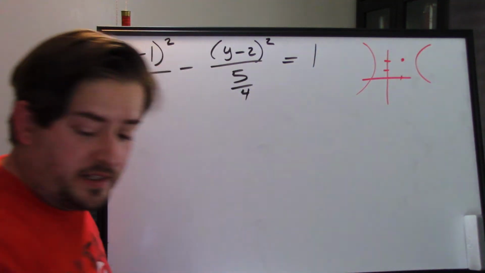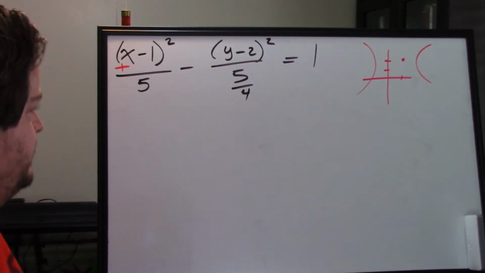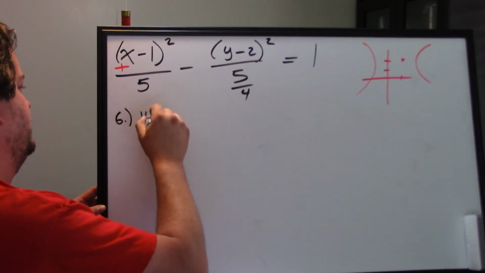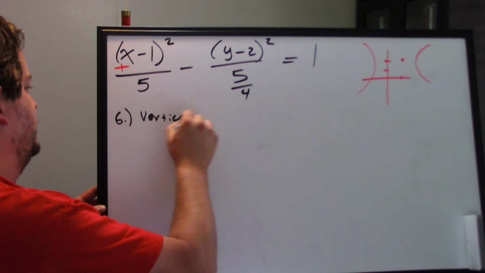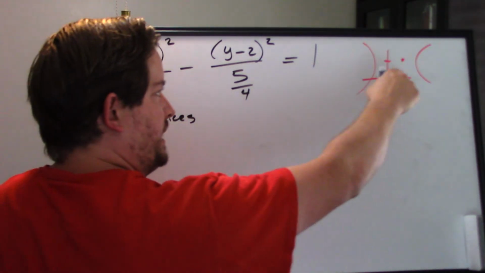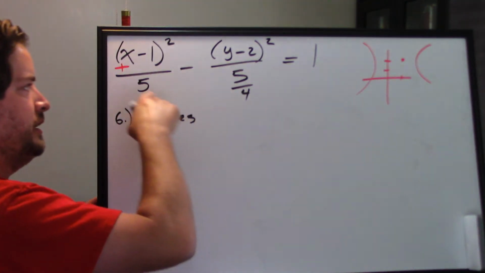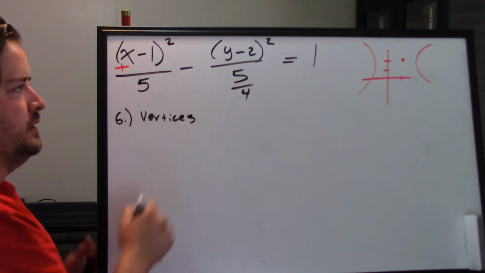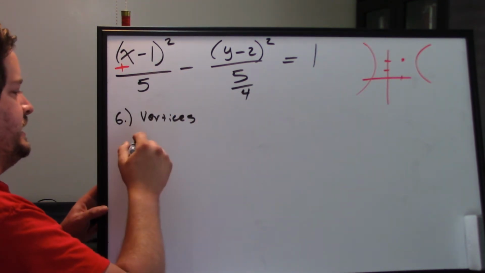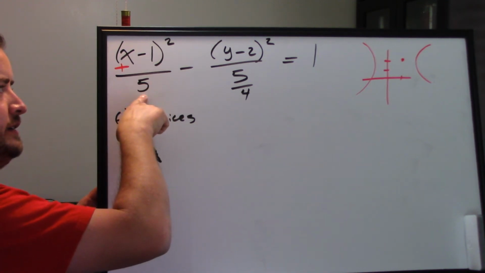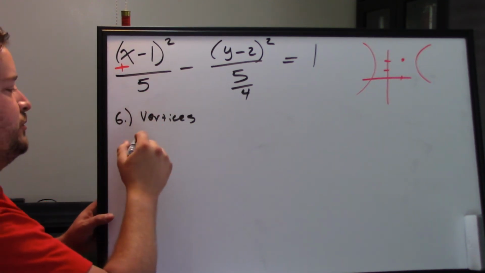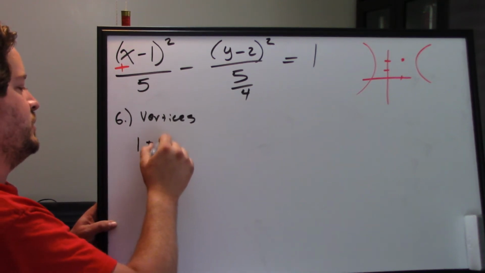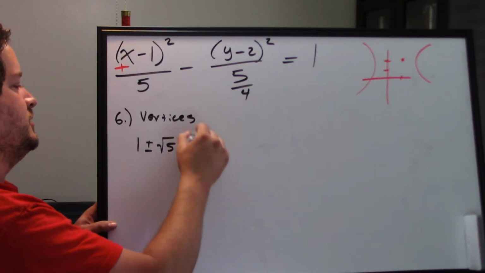Number 6 asks us to find the vertices, right? And the vertices, because this is a left and right hyperbola, the vertices happen at A to the left and the right of the center. So the vertices here, since A squared is 5, A is the square root of 5, so those vertices happen at 1 plus or minus the square root of 5 and 2.